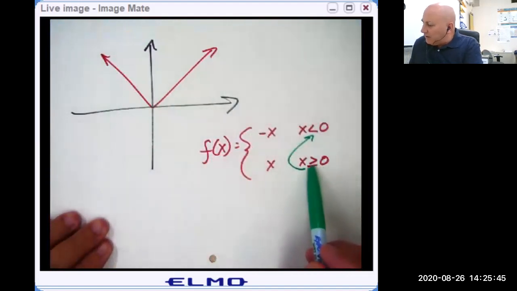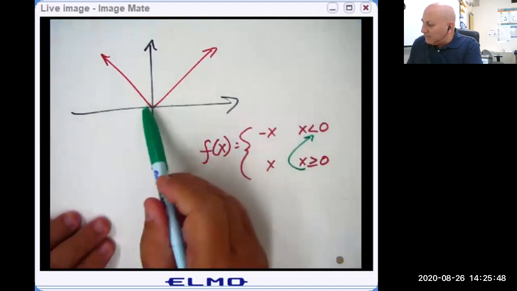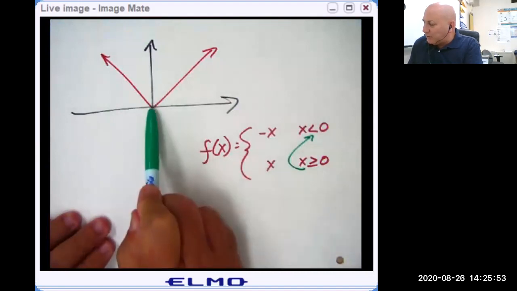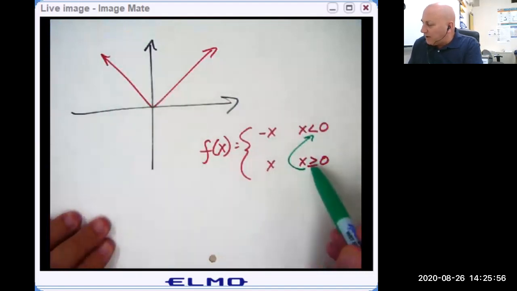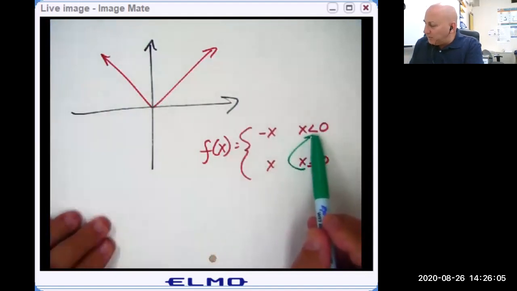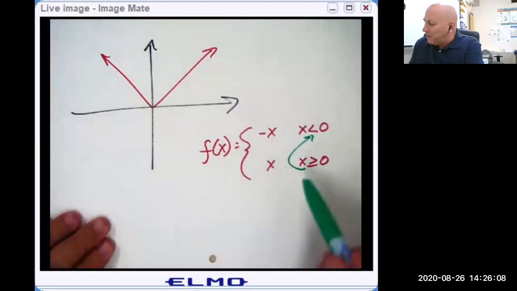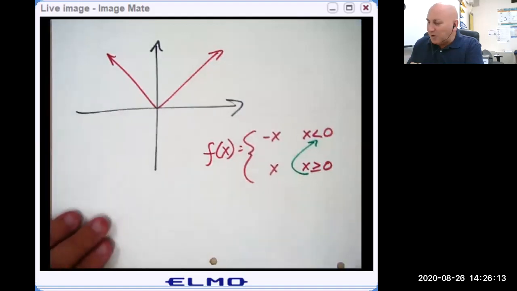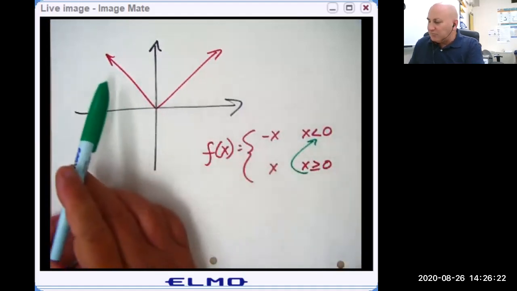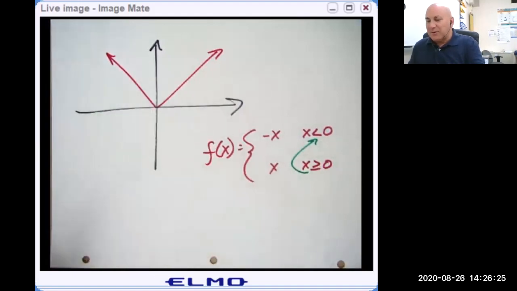And notice I put the equal sign down here, but since negative x and x both equal 0 at 0, this graph is continuous. I could just as easily have put the inequality on the first one. What you don't want to do is put the equality on both of them, only on one of them. That can cause problems. So it didn't matter in this case where I put the equality. They're the same point, but sometimes you do have to watch that.